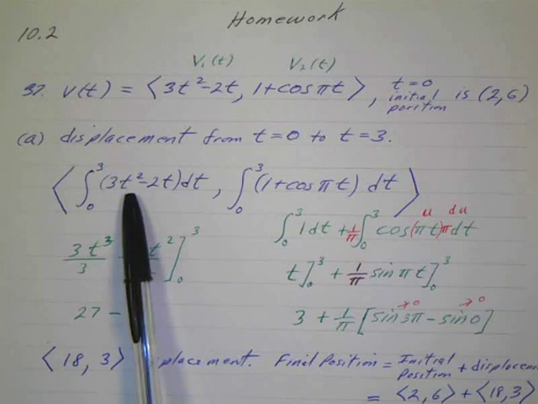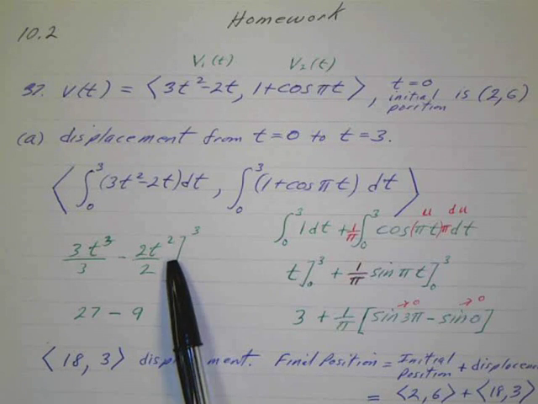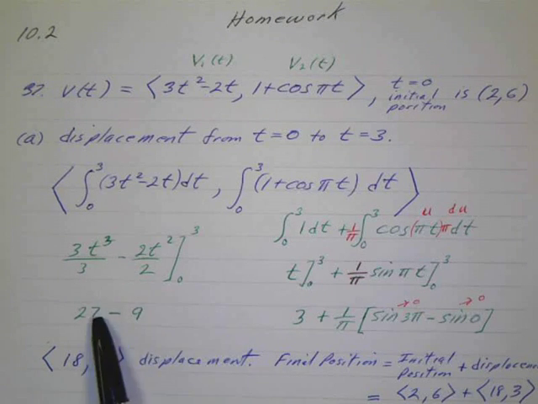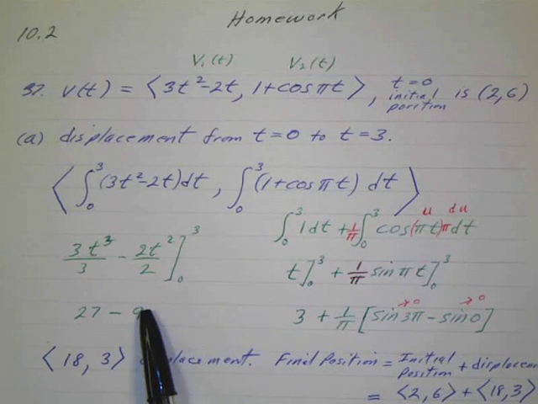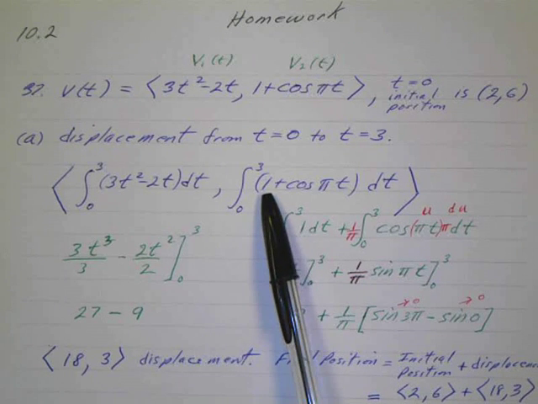If I integrate this, it's going to just be 3t cubed over 3, minus 2t squared over 2. And I'm going to integrate that from 0 to 3, so that's going to be just t cubed, which is 27, minus t squared, which is 9, which is 18. Then over here, this is easy enough to do.